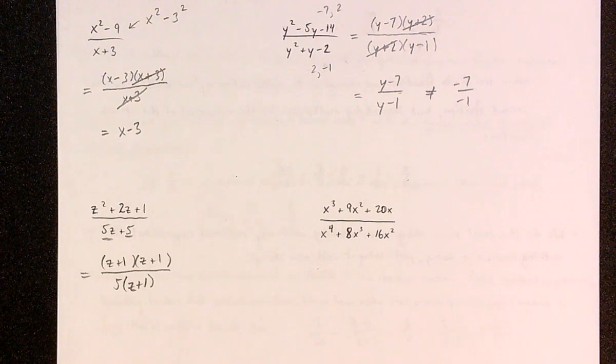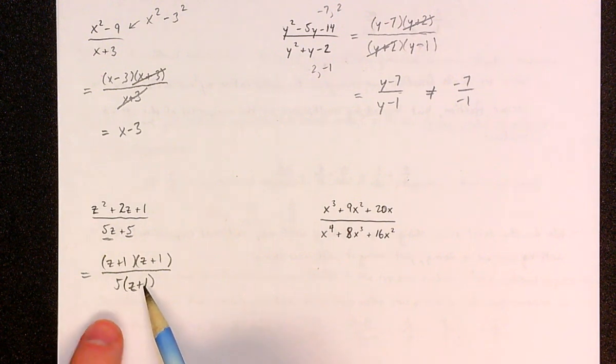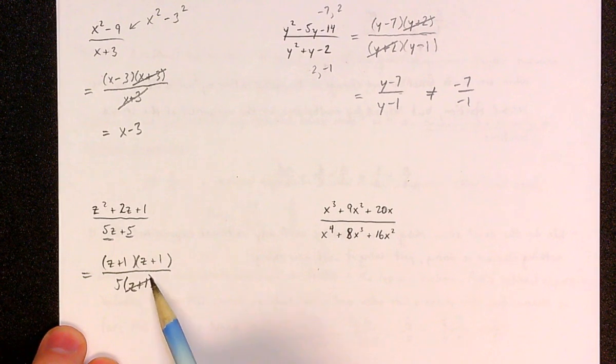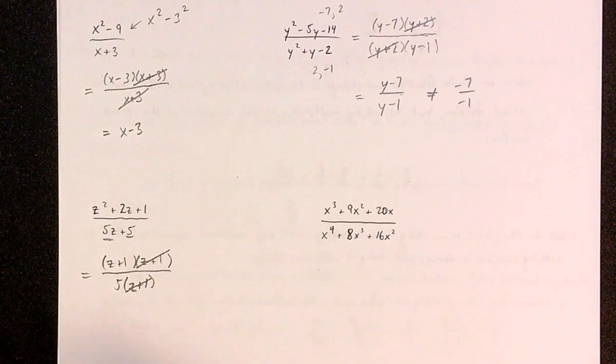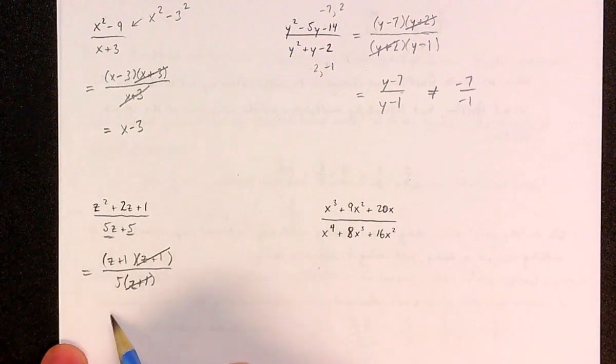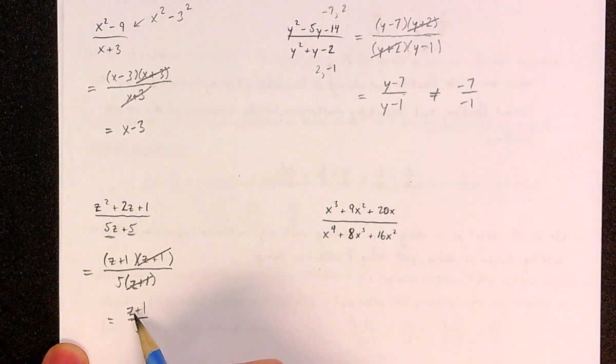And now here we can see that we have a common factor between the top and bottom that we can divide and cancel out. On the top, I have two z plus 1s. On the bottom, I have one z plus 1. So I can divide and cancel out the one z plus 1 on the bottom with one of my z plus 1s on top. And I'm still left with, on the top, z plus 1, and on the bottom, 5.